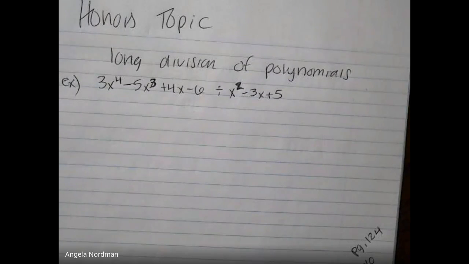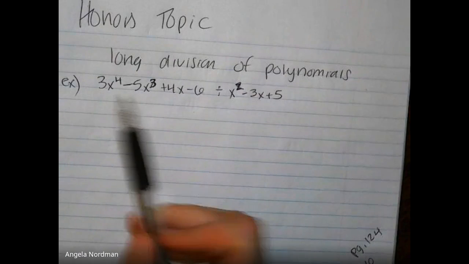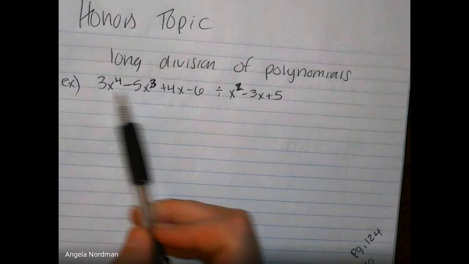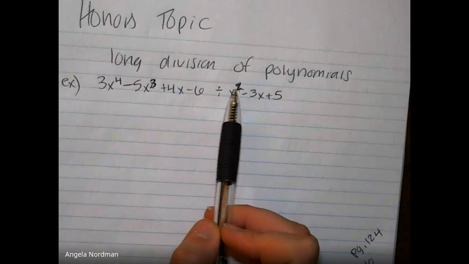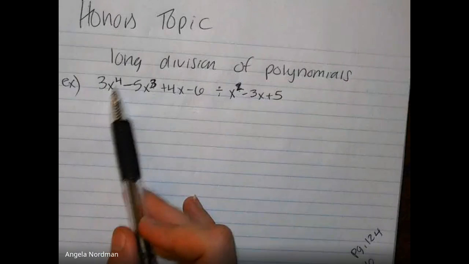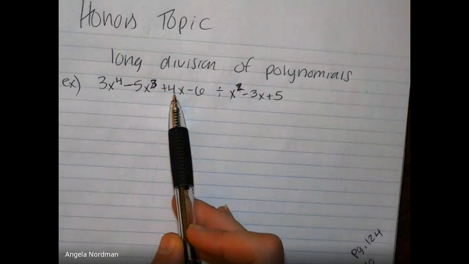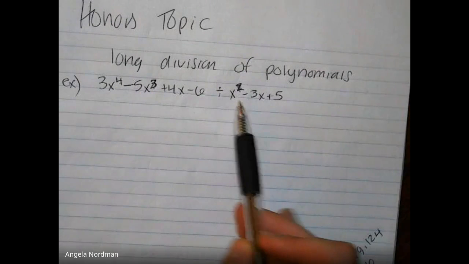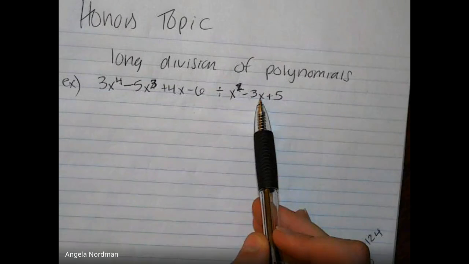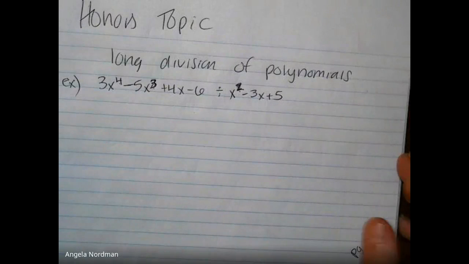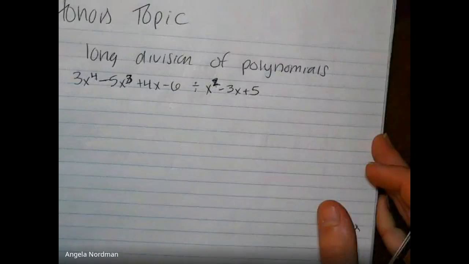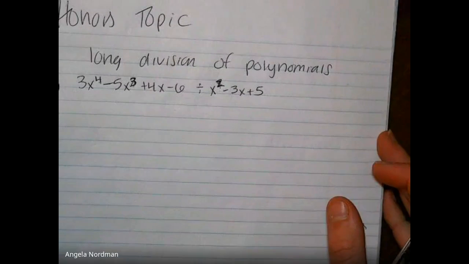Hello, here's an honors topic for Algebra 2. This is going to be dealing with long division of polynomials. I made some mistakes with my exponents, so I'll read this through for you. We're going to divide 3x to the 4th minus 5x cubed plus 4x minus 6 by x squared minus 3x plus 5. So we set this up like you would have in any other long division in your entire life.